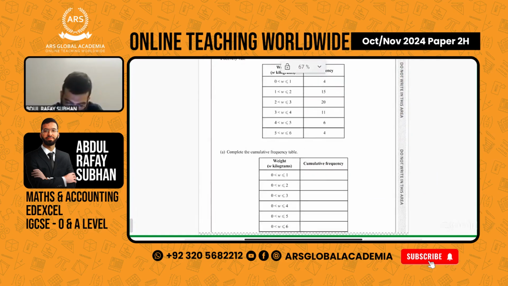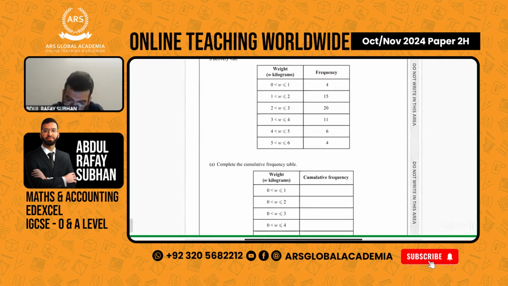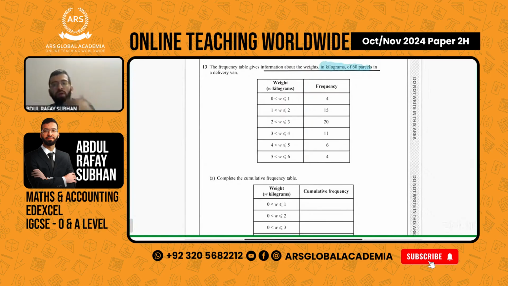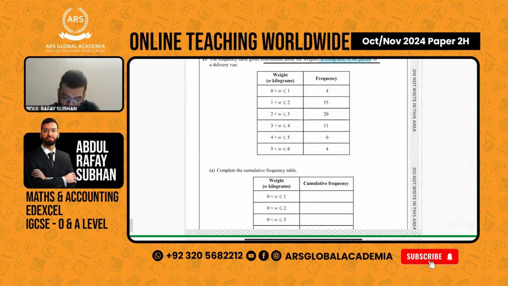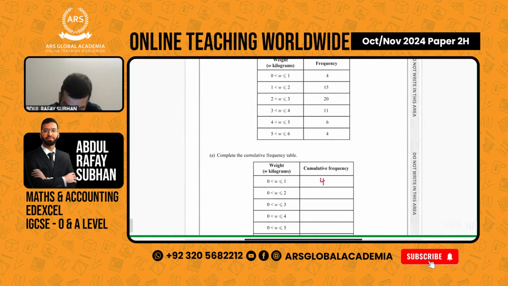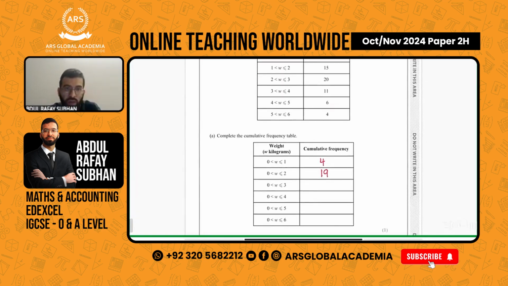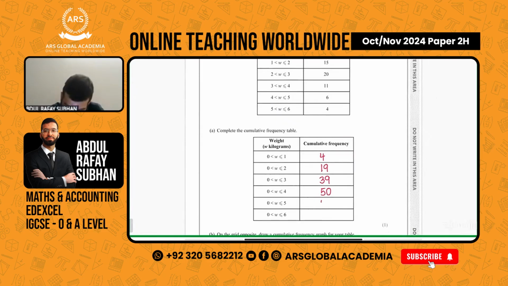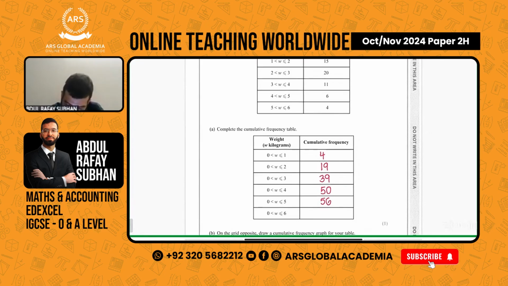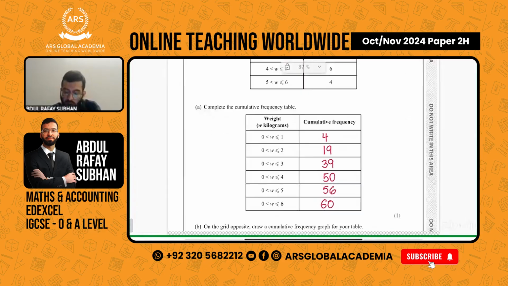So we just have to complete the cumulative frequency. Always remember, cumulative frequency can be checked. So we have got the first one as 4. The second will be 15 plus 4, which is 19. Then 19 plus 20 will be 39. Then 39 plus 11 is 50. And then 50 plus 6 is 56. And 56 plus 4 will be 60. You have to add all of them.